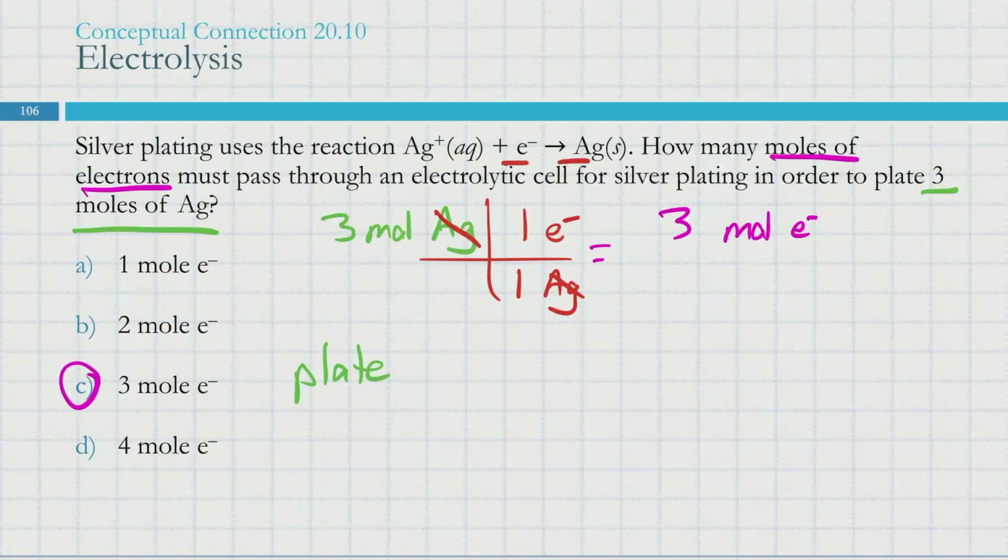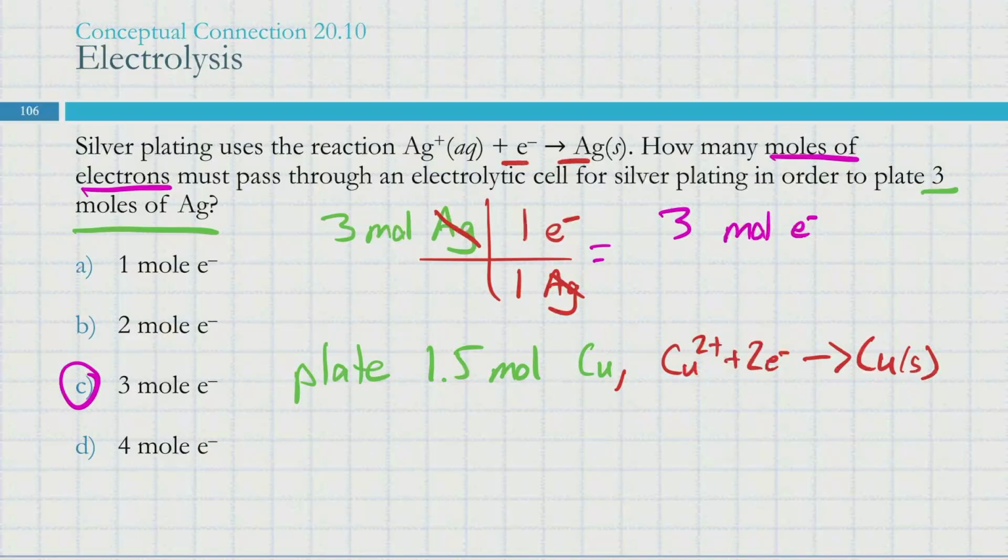What if we were trying to plate 1.5 moles of copper, knowing that copper 2 plus 2 electrons goes to copper solid? How many moles of electrons would we need to do that?